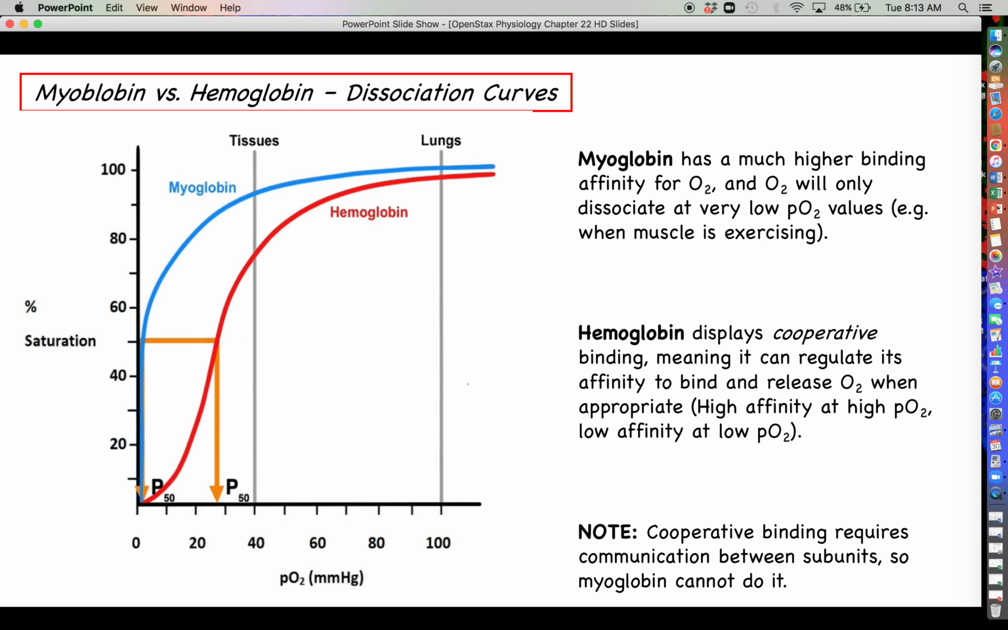Now, the question is, well, why does myoglobin show one kind of binding affinity curve, and why does hemoglobin show the other? This cooperative binding that we see with hemoglobin is dependent on physical communication between the amino acids that make up the different subunits, indicating that the alpha subunits and the beta subunits have to physically be able to contact one another, and since myoglobin only consists of one subunit, it cannot do it. So myoglobin, we can conclude, would be totally inappropriate in trying to do the job that hemoglobin does in the blood. That being said, myoglobin is perfectly suited to do what it does in skeletal muscle.